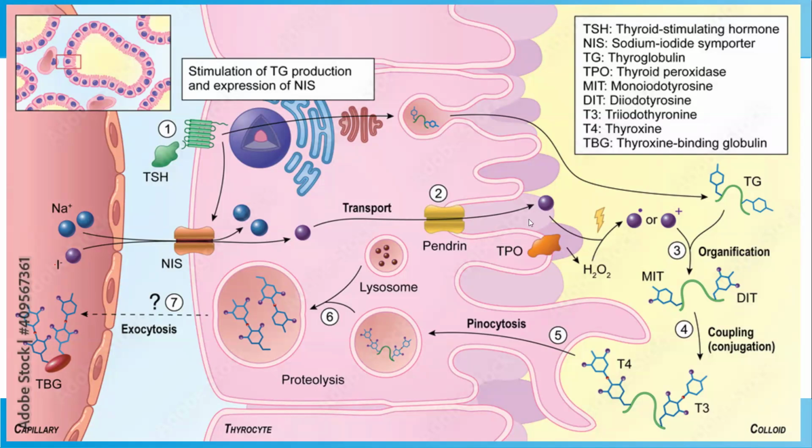Step 1. Step 2, the follicular epithelial cells produce thyroglobulins. Thyroglobulins are rich in tyrosine. They get produced and secreted into the colloid, right? In the colloid, in the thyroglobulin molecule, the iodine binds to tyrosine to form monoiodothyronine and diiodothyronine. These can together combine to form T3 and T4, right?